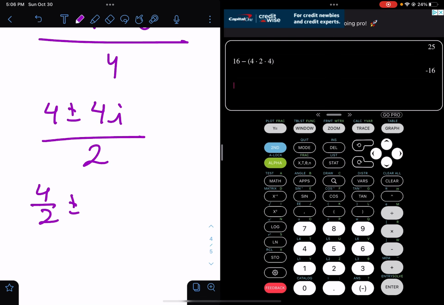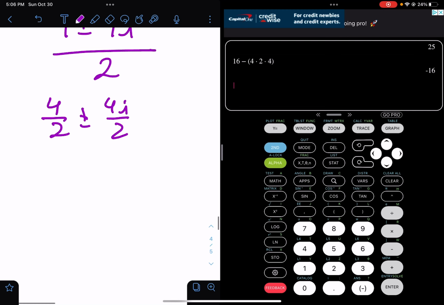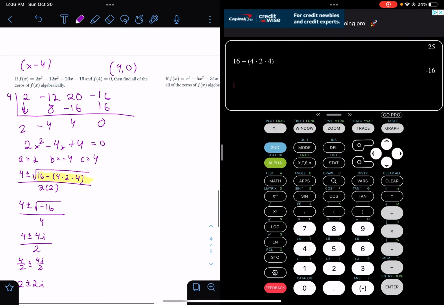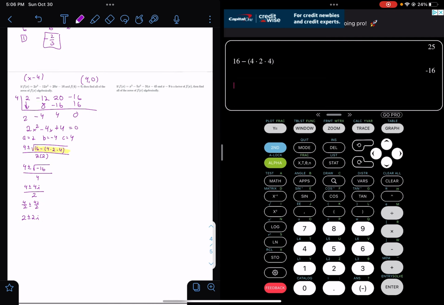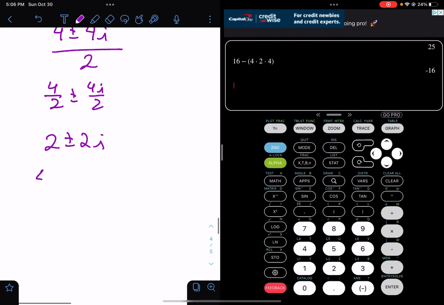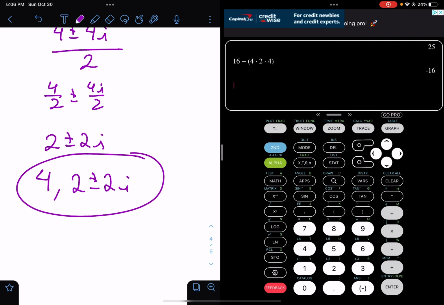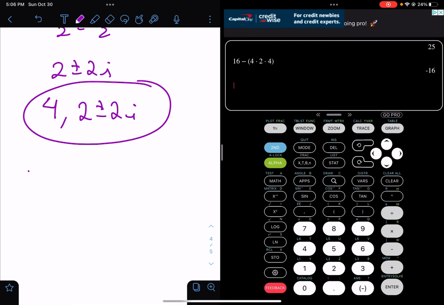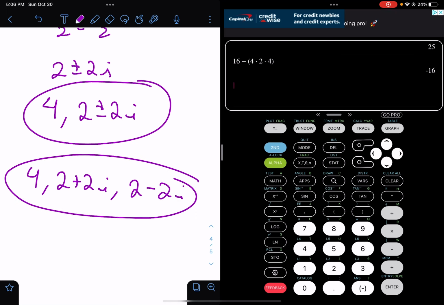We've got 4 over 2 plus or minus 4i over 2, which gives us 2 plus or minus 2i. So those are our two solutions here. Again, notice how they are, in fact, complex conjugates of each other. So all of the zeros are going to be 4, and then 2 plus or minus 2i. This is one way you could write the solutions, or the zeros. Another way is to split this up into the two solutions, 2 plus 2i and 2 minus 2i. Those are both acceptable ways to write them.